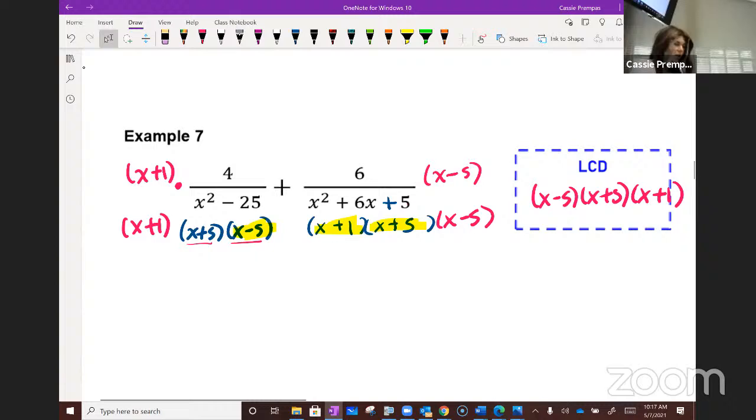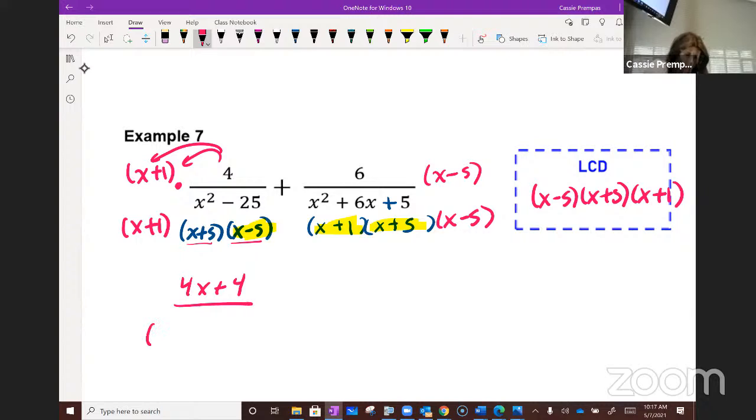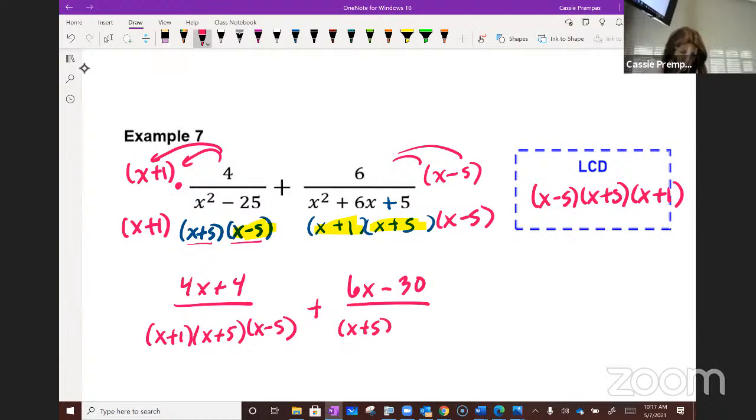Now, I need to be careful with my algebra skills. What do I have to do with that 4 in the top? Distribute, wonderful. So I have 4x plus 4 all over x plus 1 times x plus 5 times x minus 5. Plus, what do I have to do with this 6? Distribute, wonderful. So plus 6x minus 30 over x plus 1, x plus 5, x minus 5. Doesn't matter the order. They just have to be the same. The denominators are the same.